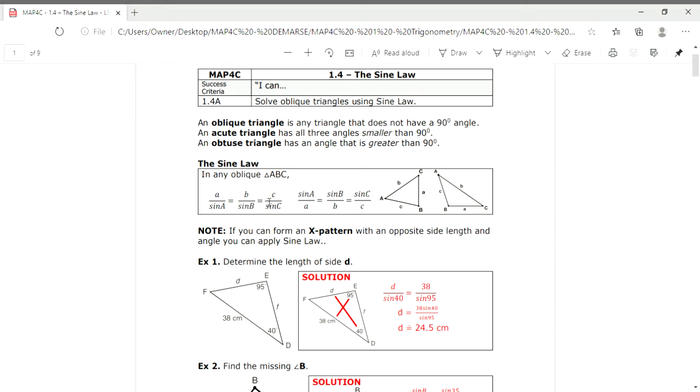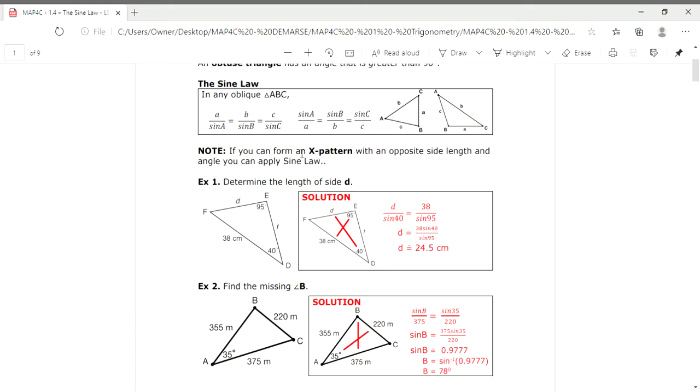Now there are two versions of the sine law. The first one has the lengths in the numerator, the tops, and the sine of the angles in the denominators. There's a flipped way to use the sine law, and that's listed here. Sine of A over a is equal to sine of B over b, which is also equal to sine of C over c. So depending on which you need to find, you can use either version with the lengths in the numerators and the angles in the denominators, or flipped with the sine of the angles in the numerators and the lengths in the denominators.